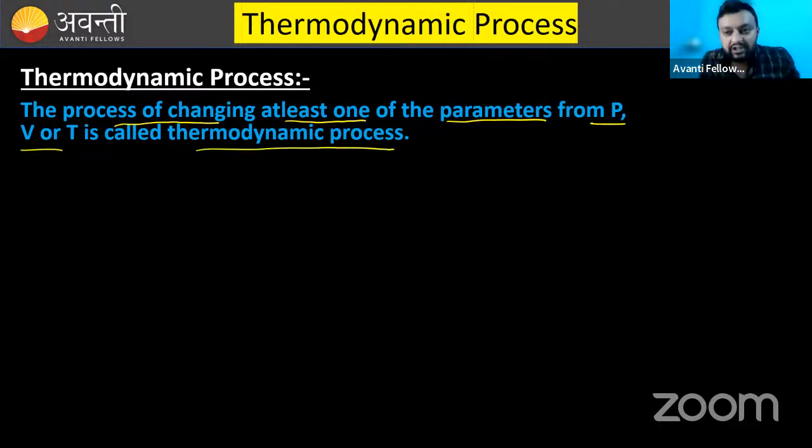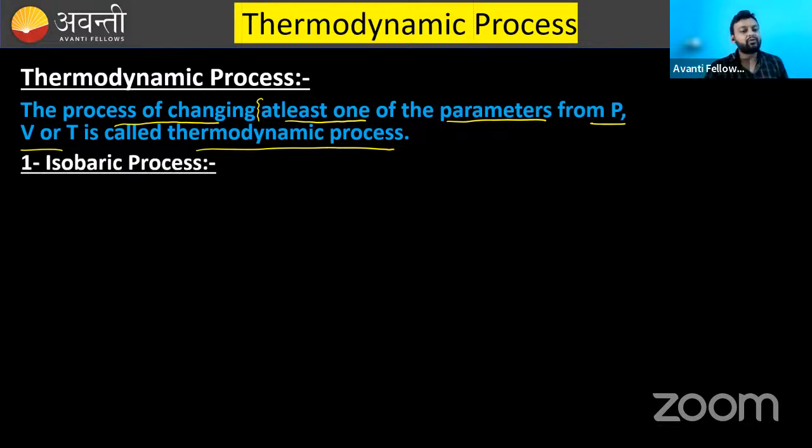I am running faster because this is a simple thing. You have three variables: pressure, volume, and temperature. If you can change at least one of them, then this is known as a thermodynamic process. What is the meaning of at least? You can change two, you can change all three. Whatever the situation, it is going to be called a thermodynamic process. There are various types of thermodynamic process that you should remember, and I hope that after this discussion, you will remember.